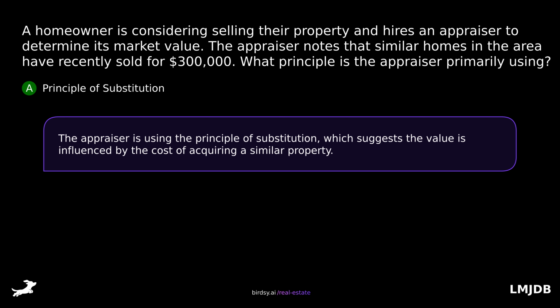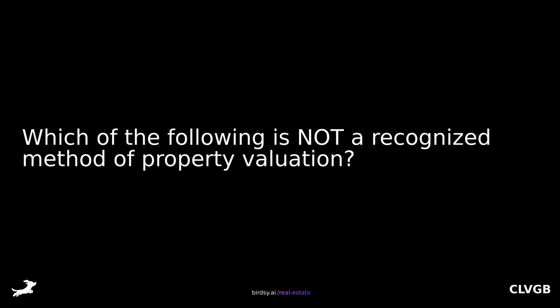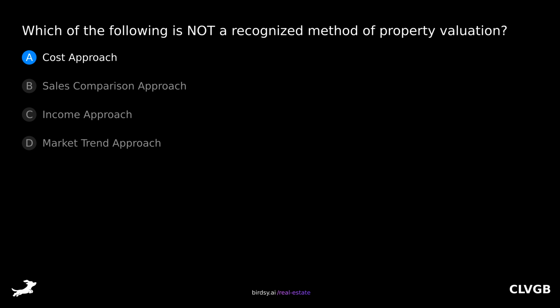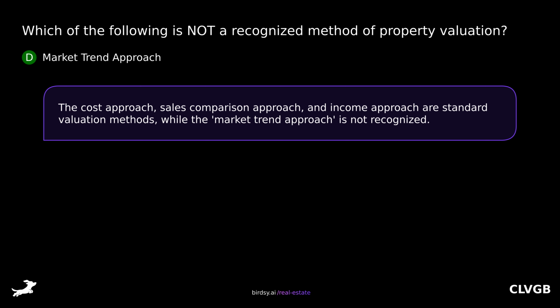similar property. Which of the following is not a recognized method of property valuation? Is it A, cost approach, B, sales comparison approach, C, income approach, or D, market trend approach? The answer is D, market trend approach. The cost approach, sales comparison approach, and income approach are standard valuation methods, while the market trend approach is not recognized.